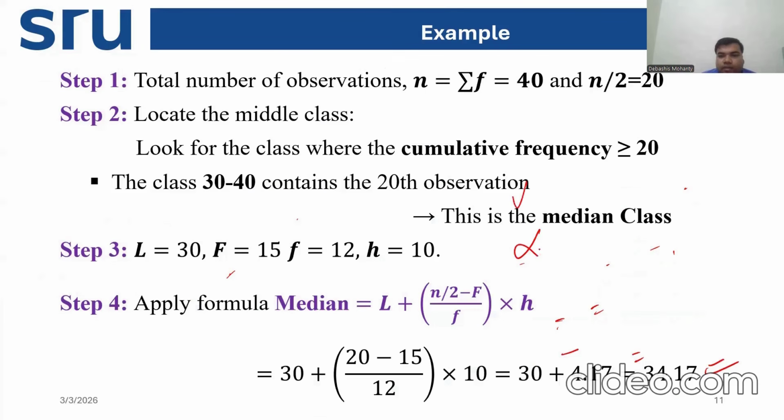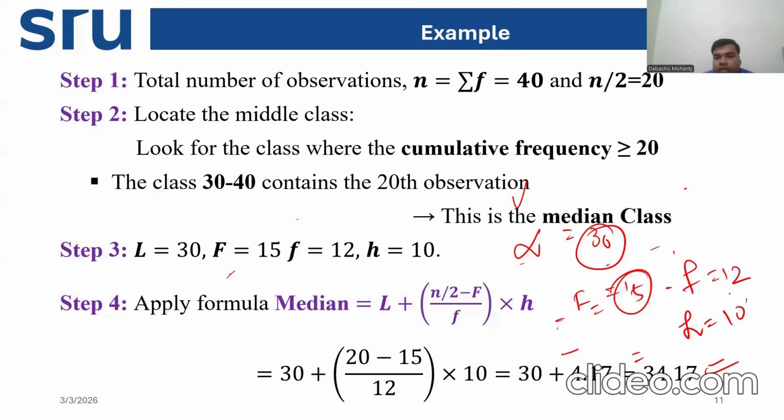So here we can see the capital L, that is lower boundary, is 30, capital F is equal to 15, and small f is 12, h value is 10. So in this way we can apply the formula: median equals L plus n by 2 minus capital F divided by small f into h.